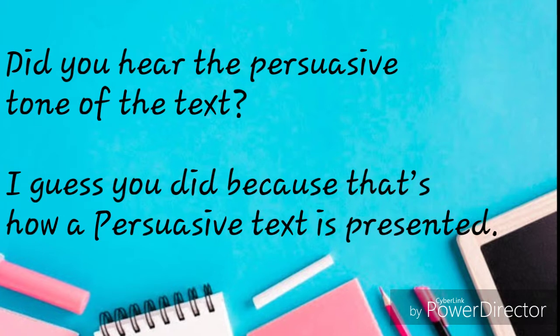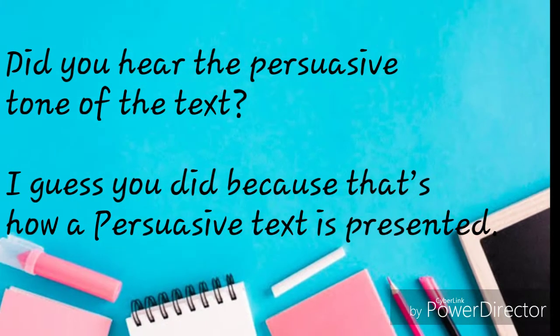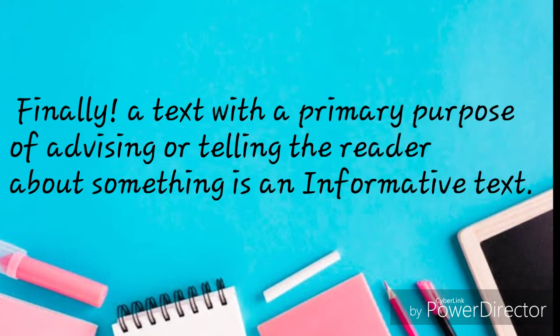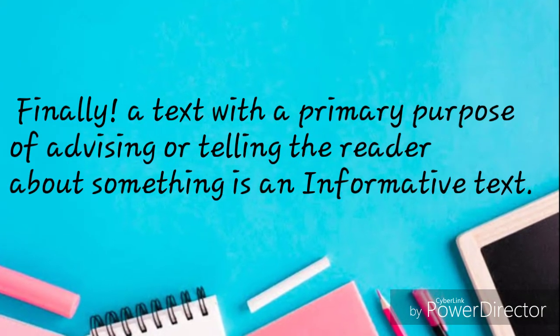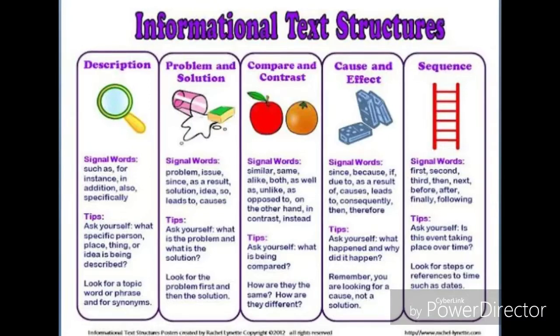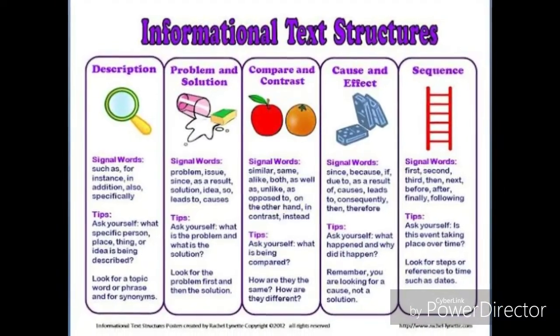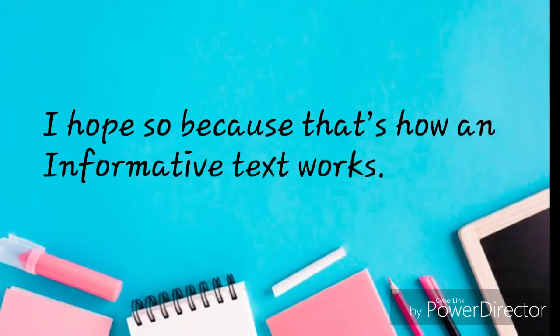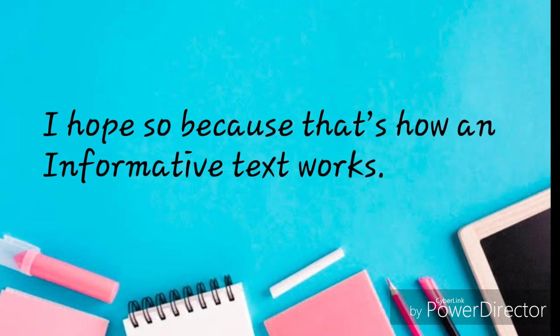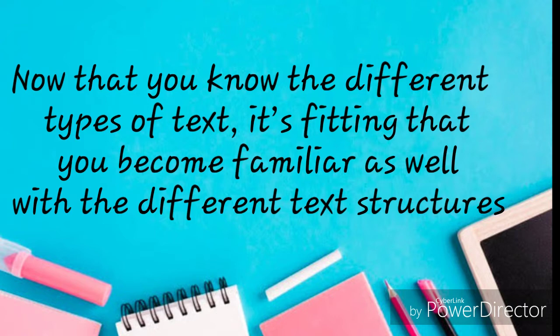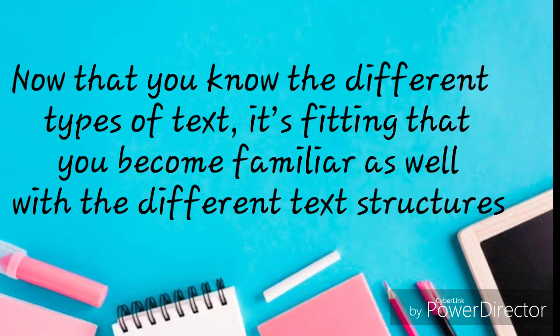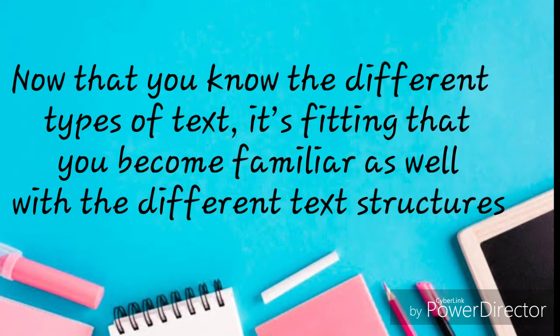Finally, a text with the primary purpose of advising or telling the reader about something is an informative text. Now look closely at the informative text sample. Have you observed the information that the subject tells the reader? I hope you do, because that's how informative text works. Now that you know the different types of text, it's fitting that you become familiar as well with the different text structures.